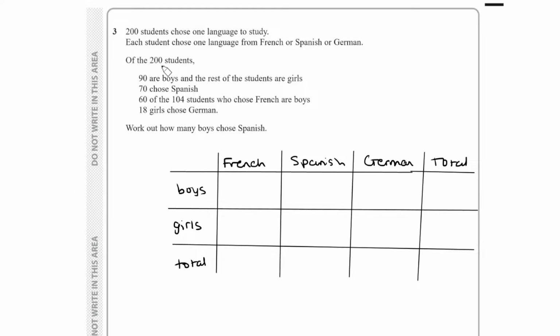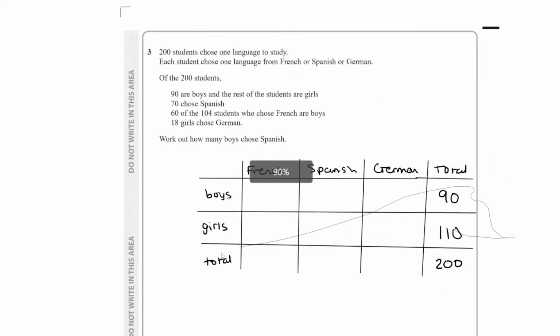So what have we got? There are 200 students in total, so we could write that in there. That's the total of both, isn't it? And then we've got, okay, 90 are boys and the rest of the students are girls. So you can put 90 in the total for boys. You can obviously then work out how many girls there are. Oh, 110.